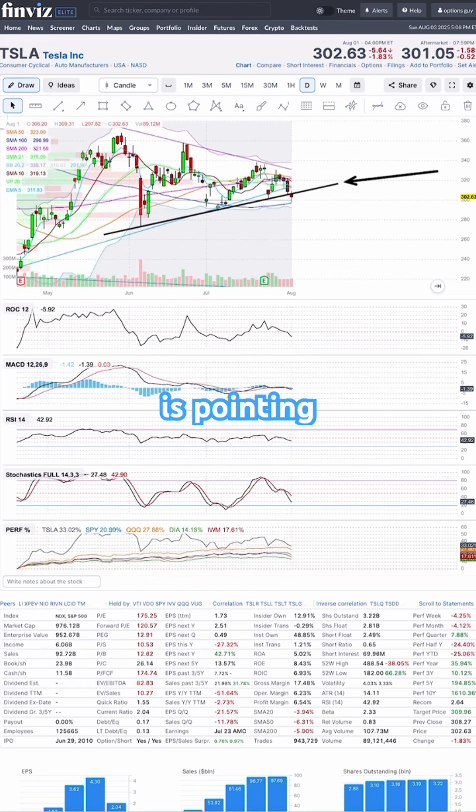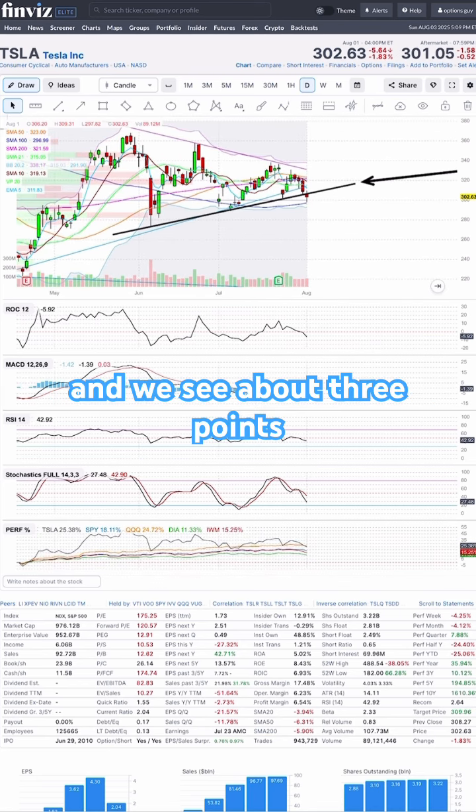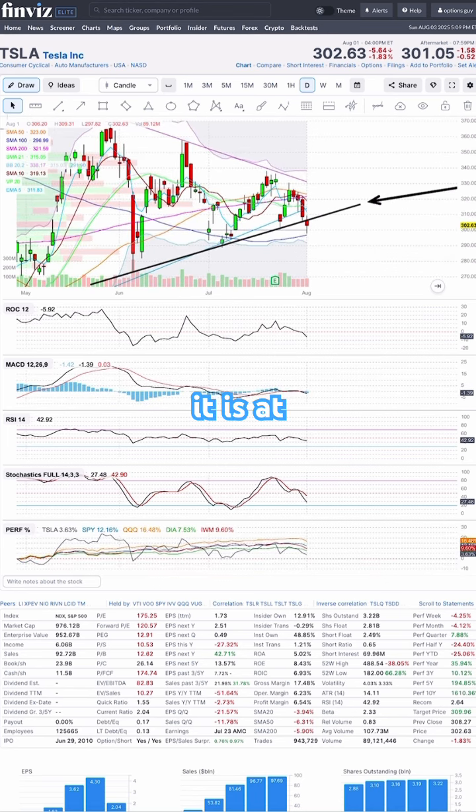So the arrow is pointing at a near-term trend line. Again, 2 points make a trend line, and we see about 3 points connected right there. It is currently at 302.63, but I'm seeing as we move into the week, if we can get below 300, I definitely see a flush happening. So that's the trade idea.